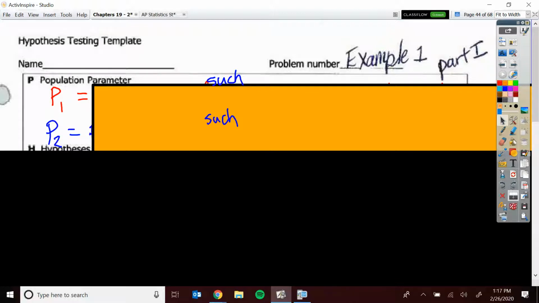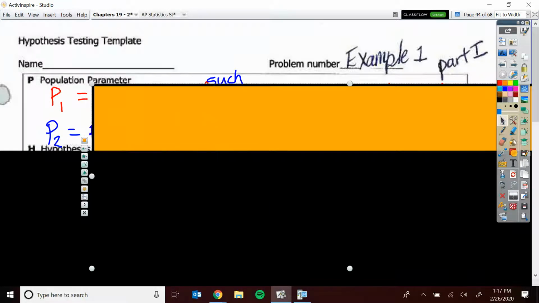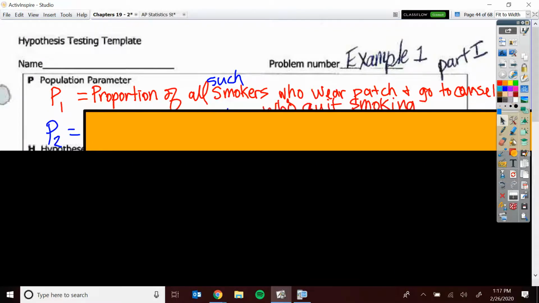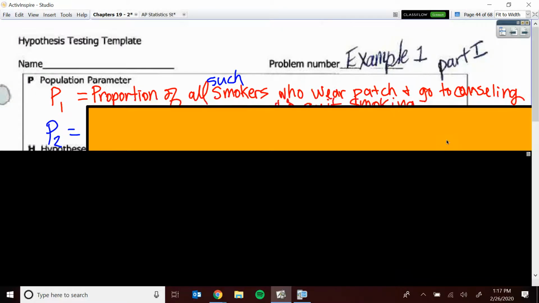Okay, what would P1 be? Proportion of what? Think about it. Think in your brain without saying out loud. Okay, so what do you think P1 is? Proportion of, and what's our denominator? What's the group? All smokers who wear the patch and go to counseling. So that's the denominator. The proportion of all.